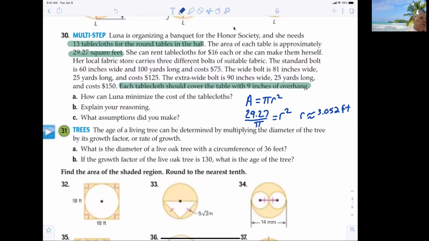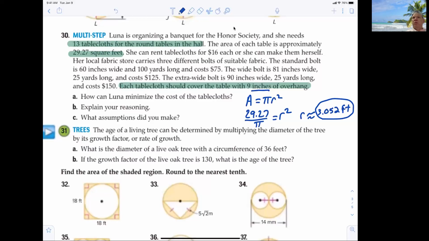Now, here's the issue I just noticed. Each tablecloth should cover the table with 9-inch overhang. So right now I have this in what? Feet, right? So I can't just add 9 inches. I'm going to have to add what? How much? That's all right. It doesn't matter.